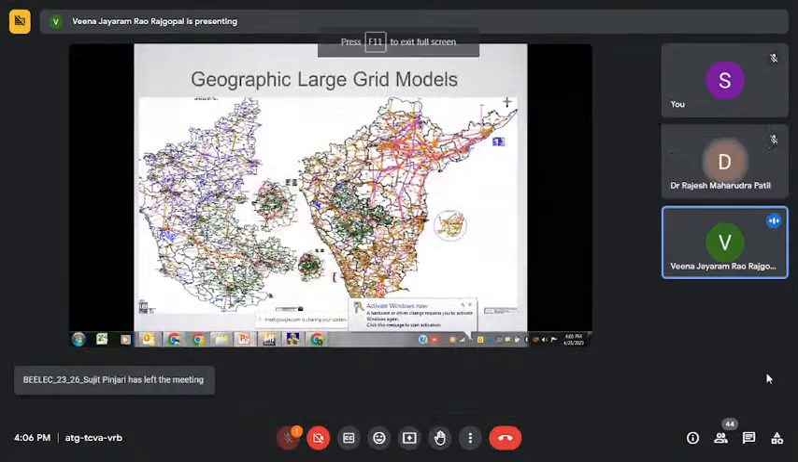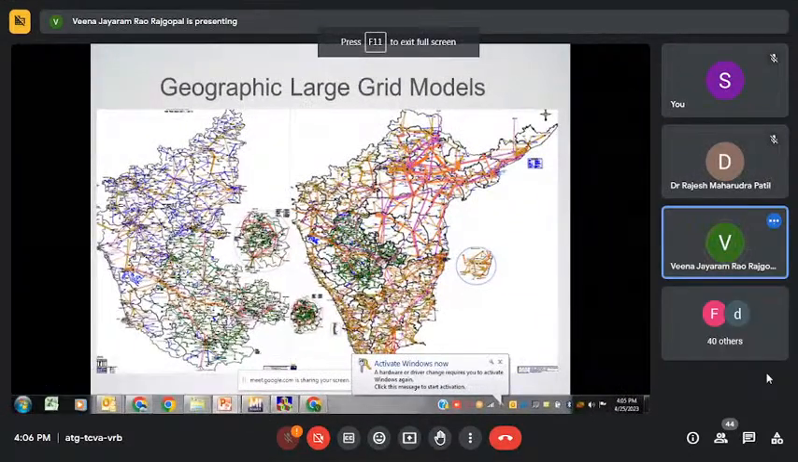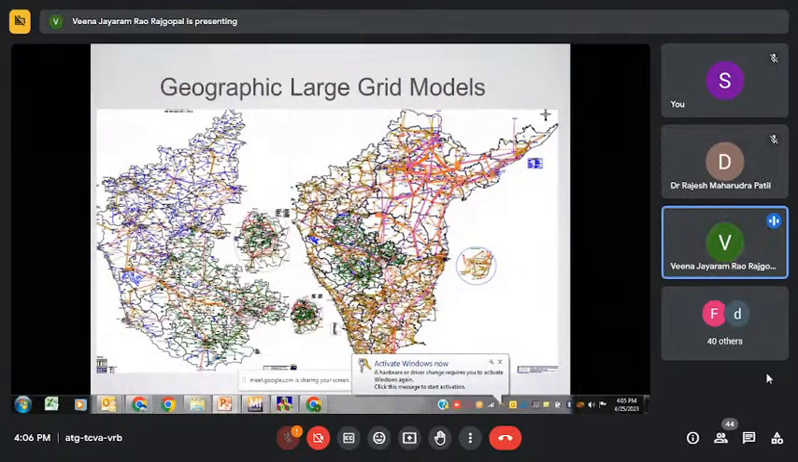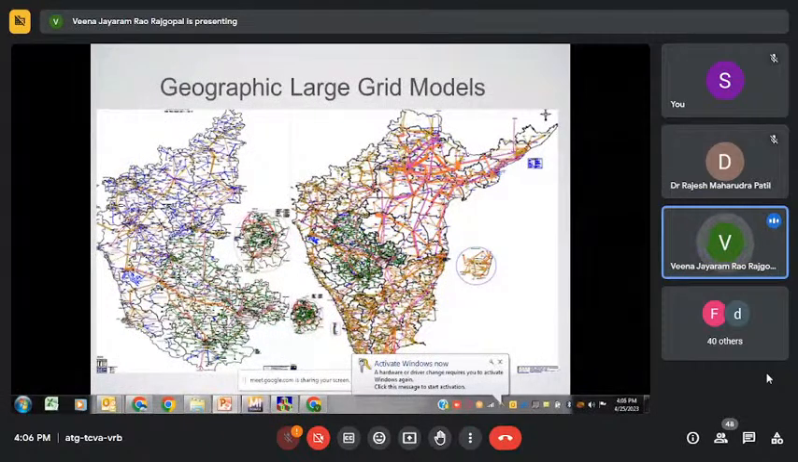If I zoom in, actually I put it in a PPT. Otherwise, if I click on any of the lines, it will go to the corresponding data. On the left hand side, this is a geographical representation of the system. On the right side, what you see is a complete southern region network, and on the left side, what you see is a zoomed version of the Karnataka state.